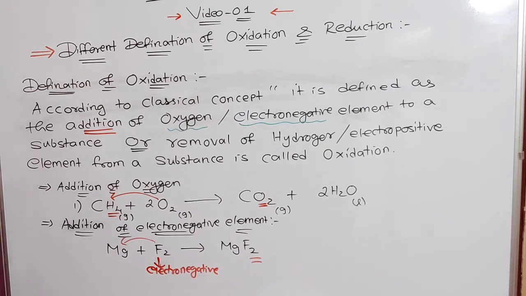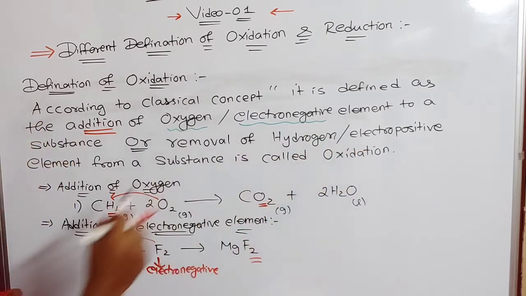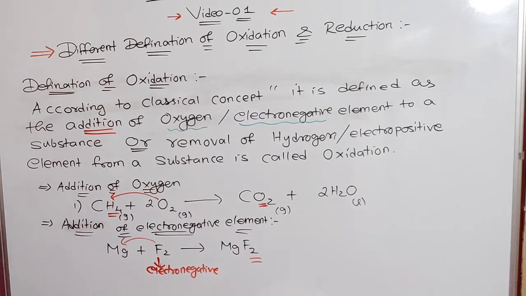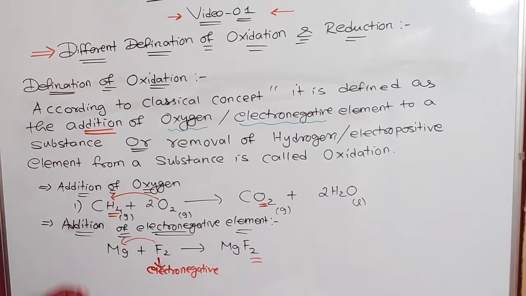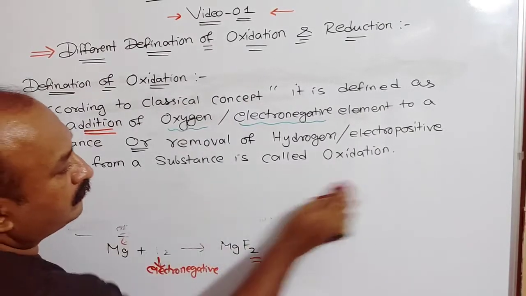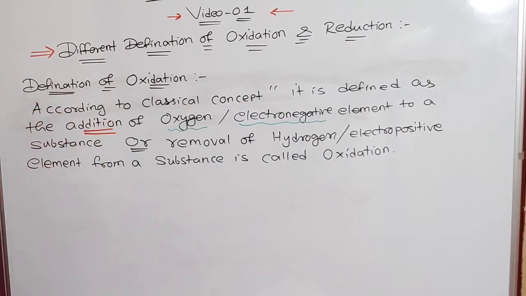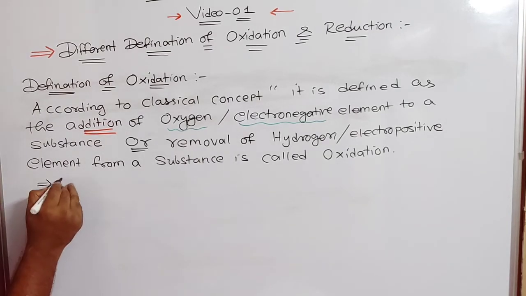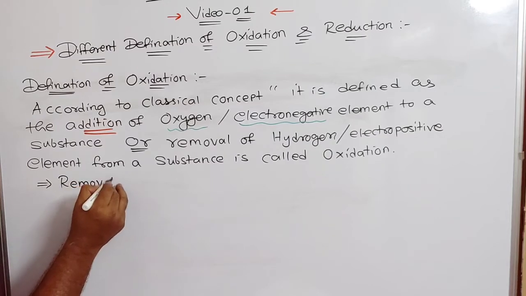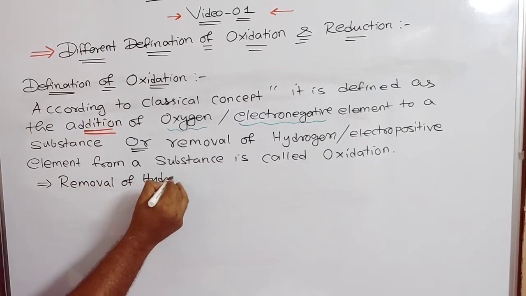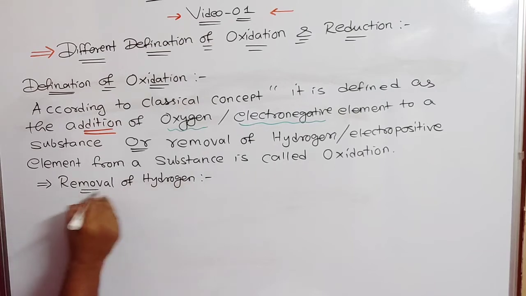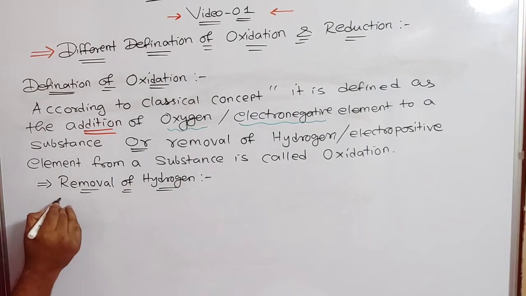Understood this part? Now the next, that is the remaining. Now we will talk about the removal of hydrogen and removal of electropositive element. So now we will see the examples based on removal. Removal of hydrogen will be one example, that is example number 3.